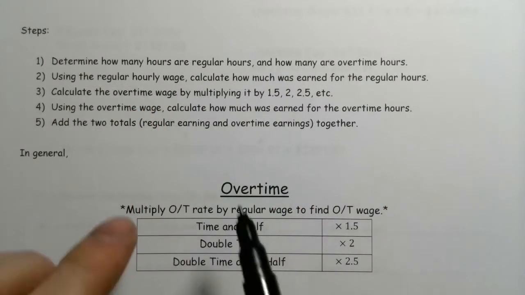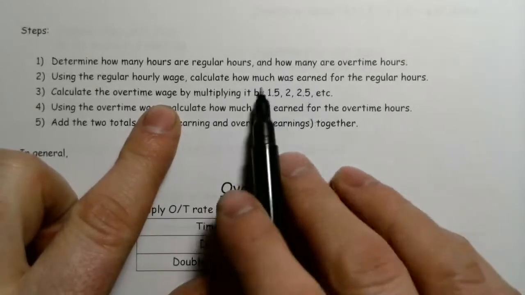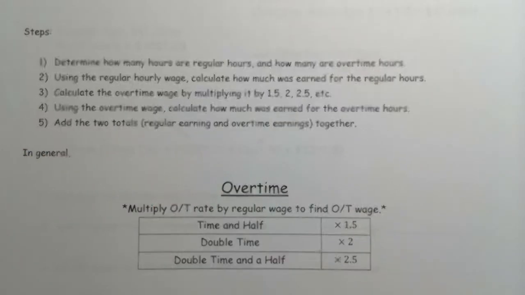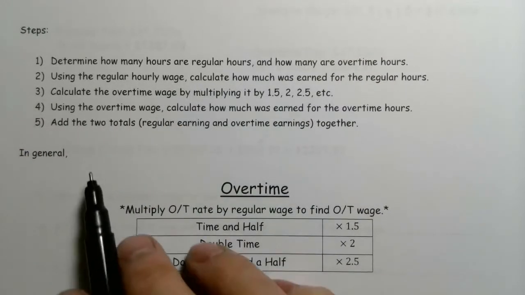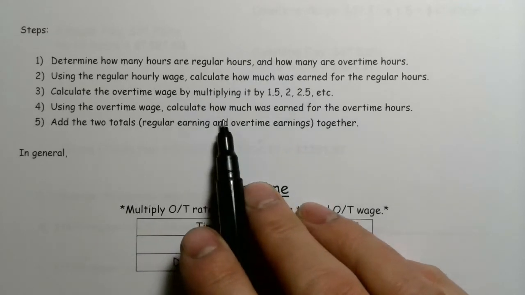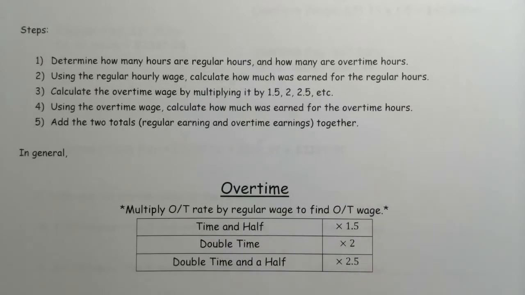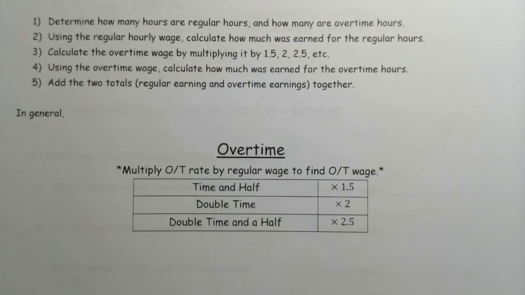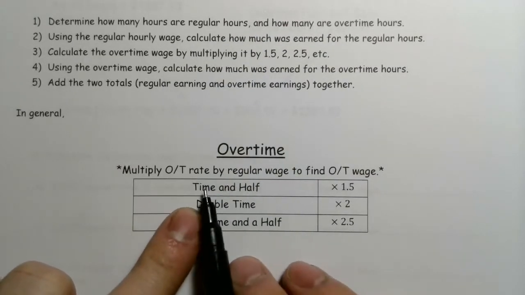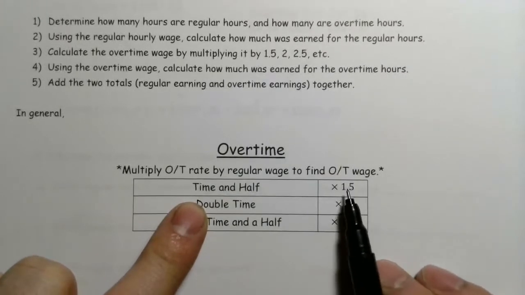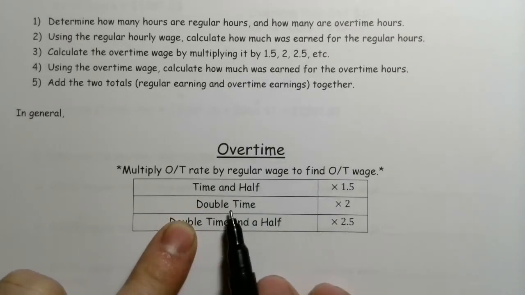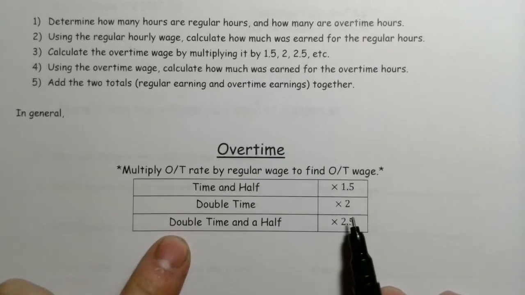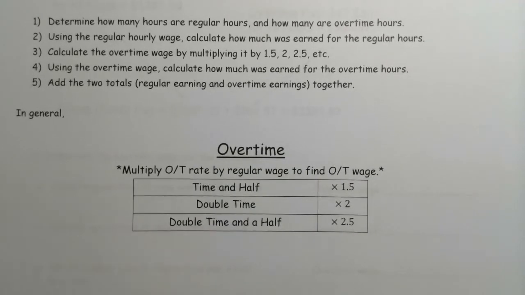We're going to multiply that by your wage and that multiplication factor, whatever that's agreed to. So using the overtime wage, we're going to calculate that. We're going to multiply that out for the overtime hours, then we're going to add the two totals together. And so, again, just remember how this works. When you're trying to figure out overtime, typically it's going to be time and a half, so you'd multiply your wage by 1.5. Double time means you multiply by 2. Double time and a half, you multiply by 2.5. Okay, so let's take a look at some examples and see how this actually works.